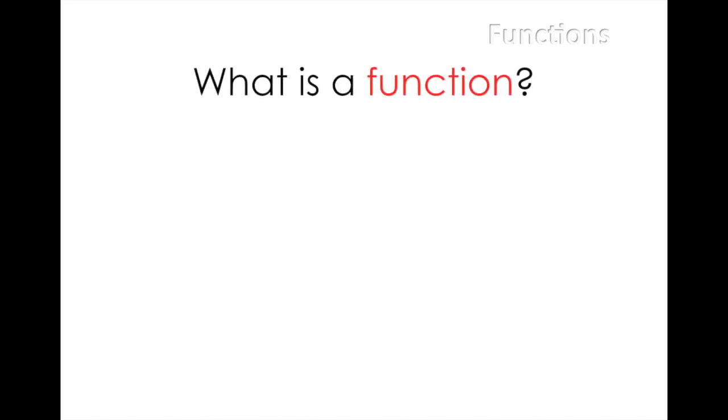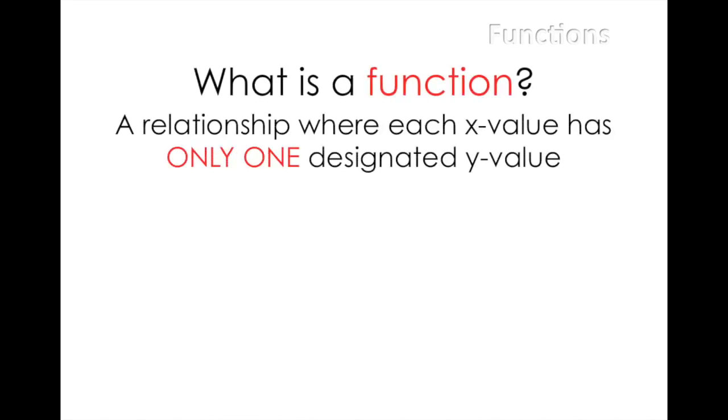A function is a relationship where each input has only one designated output value. If confused, you can think of a function like a machine. You put something in, and after following some sort of process or rule, something will come out. The important thing to remember is that for each number you put in, there is only one corresponding output value.